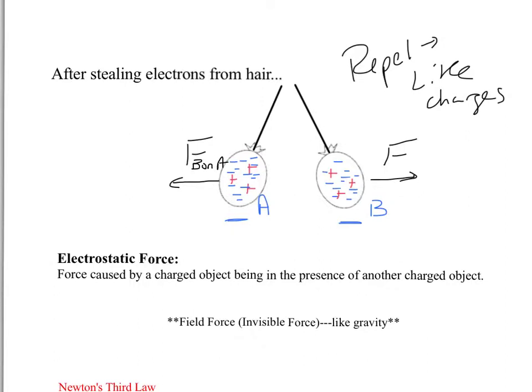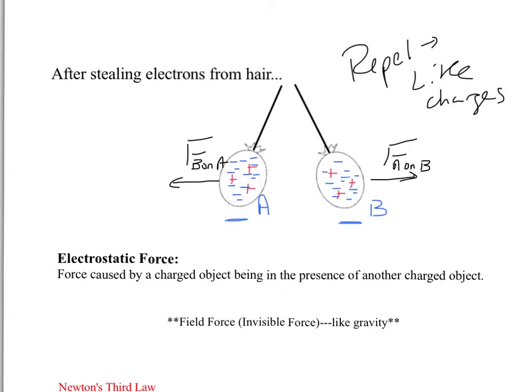Likewise, the force on the right is actually the force of A on B. Those forces are what we call the electrostatic force. Just because a balloon is in the presence of another charged object, so a charged object in the presence of another charged object, it creates this electrostatic force.